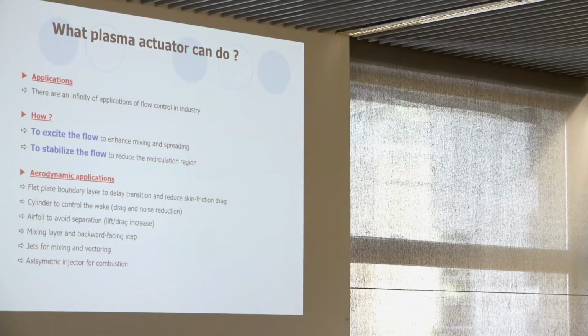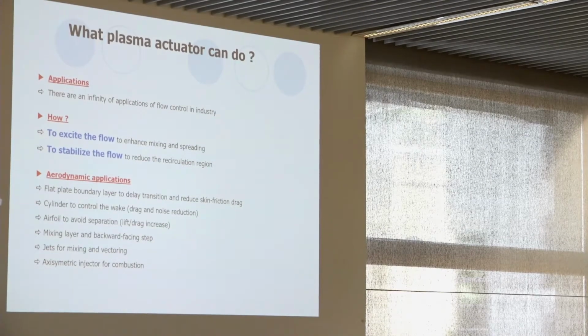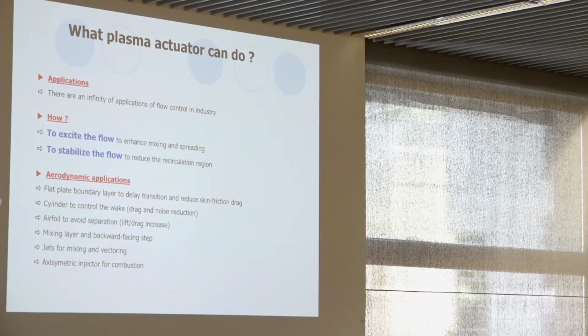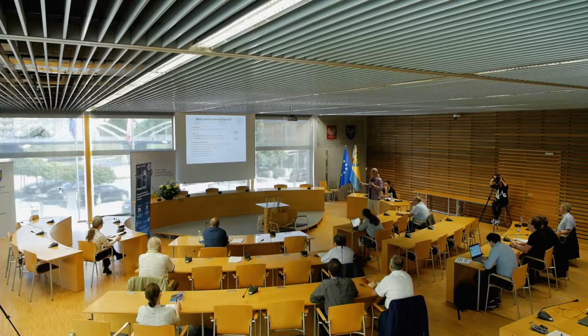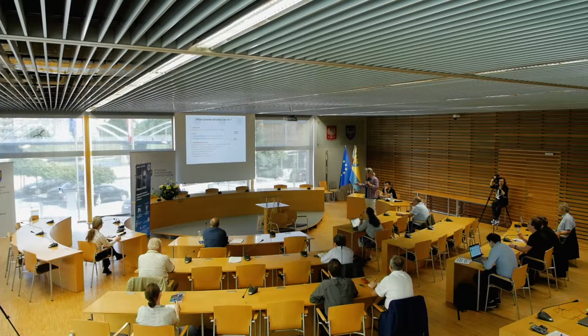In fluid mechanics, usually, either we want to excite the flow to enhance mixing and spreading, for example, or we want to stabilize the flow to reduce a recirculation zone, for example, to delay a flow separation. For about 20 years, we tried about all the academic configurations we can test. I'm going to show you only 4 examples and only 2 slides per application, so it will be very brief. Cylinder, free jet, step, and airfoil.